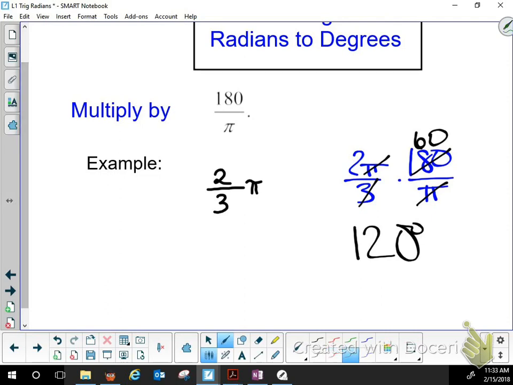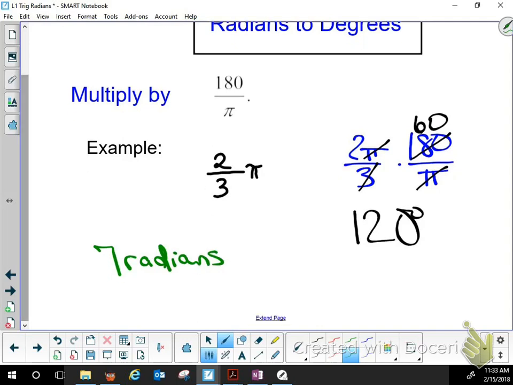What if you were given the problem, like your homework, that says 7 radians? That basically just means 7 pi. Okay, that's not right. It doesn't mean 7 pi. It just says 7 radians. This is the radian measure, 7. So you're just going to do 7 times 180 over pi. This isn't going to be pretty.